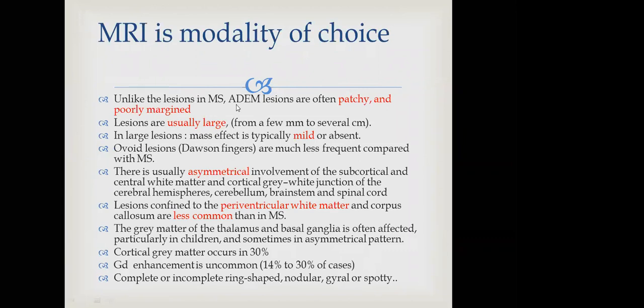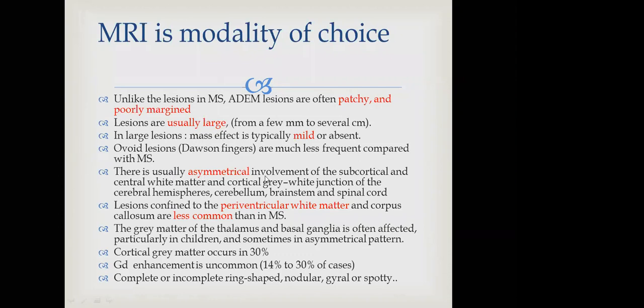Unlike lesions of multiple sclerosis, ADEM lesions are often patchy and poorly marginated. Lesions are usually large, from a few millimeters to several centimeters. The mass effect will be mild in the large lesions or absent. Ovoid Dawson fingers are much less frequent compared to MS.